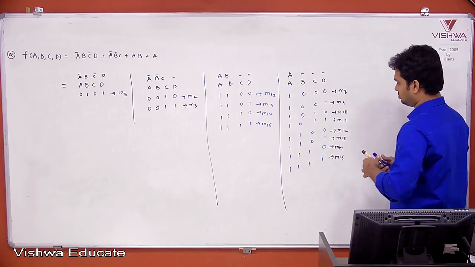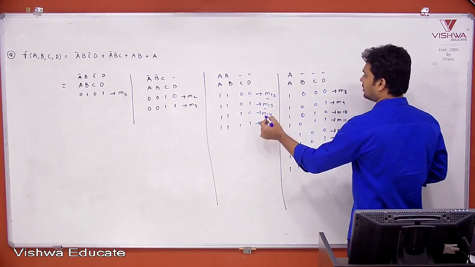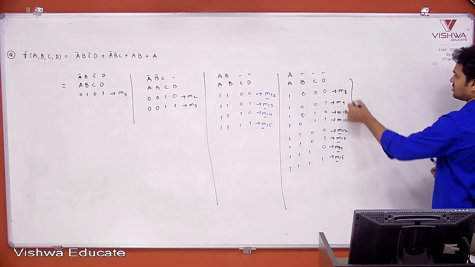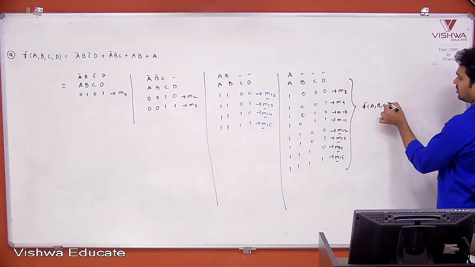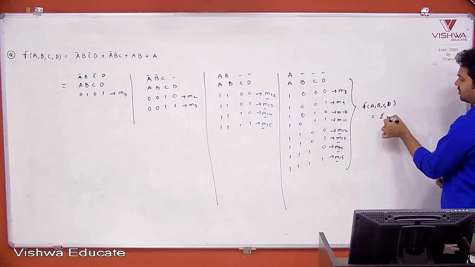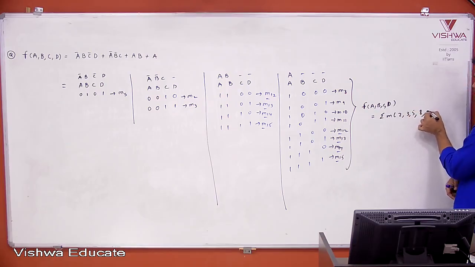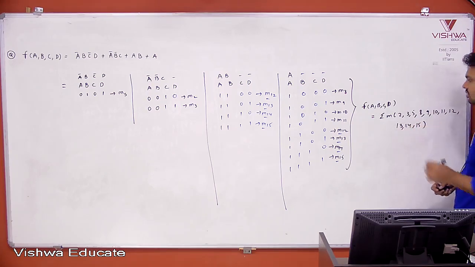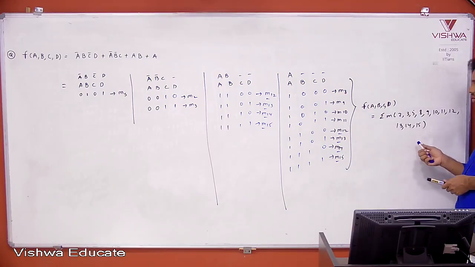Now you can observe 12, 13, 14, 15 are repeated here and here also. So you can neglect one and take only one time. Then what is the final function? F of A, B, C, D equals the sum of the minterms: 2, 3, 5, 8, 9, 10, 11, 12, 13, 14 and 15. So this is the way to represent this particular function in SOP.